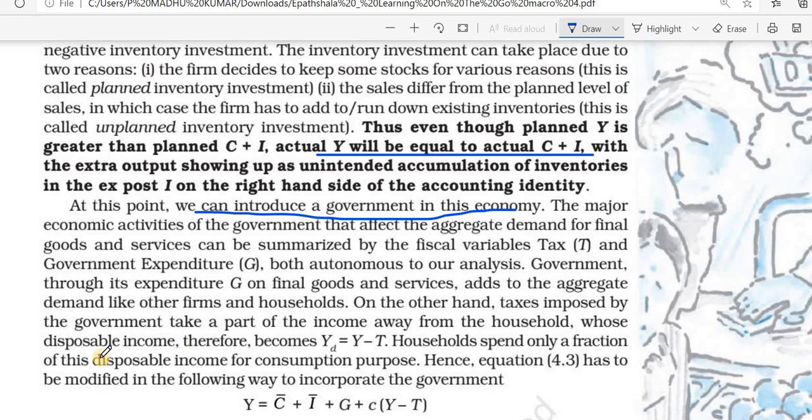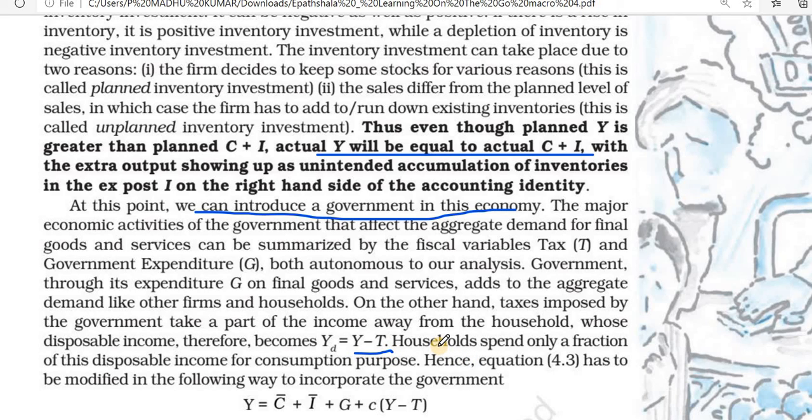What is disposable income? Income minus tax is the disposable income. You have 1000 rupees of salary, then you need to pay 200 as tax, so your disposable income is 1000 minus 200, which is 800. That money only you can spend for consumption or investment purposes. Disposable income means income minus tax.